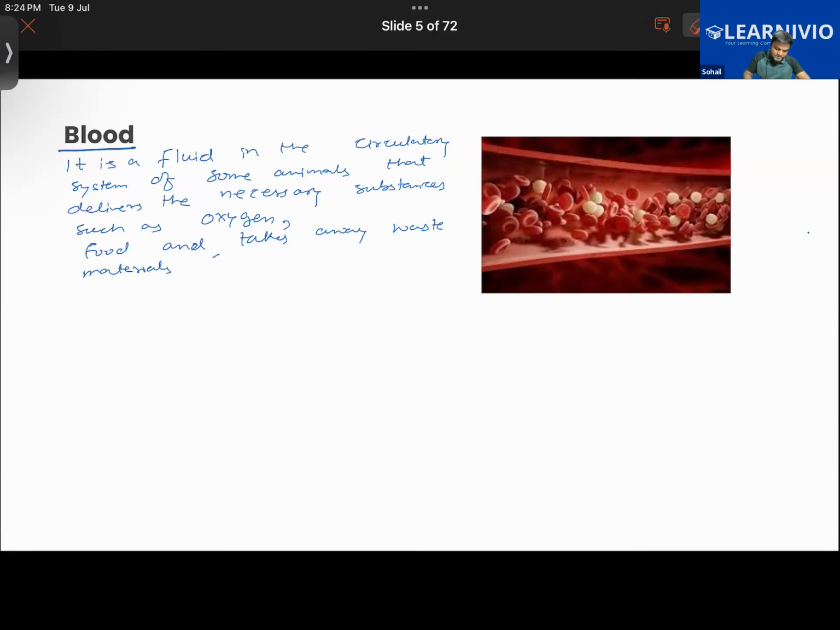Don't write carbon dioxide here. So it delivers the necessary substances such as oxygen and food, and takes away waste materials like carbon dioxide, urea, and lactic acid from the cells. Write down this definition, then do let me know once you're done.